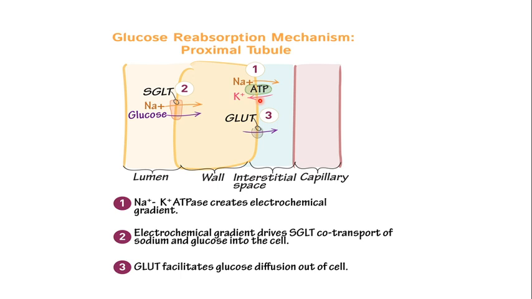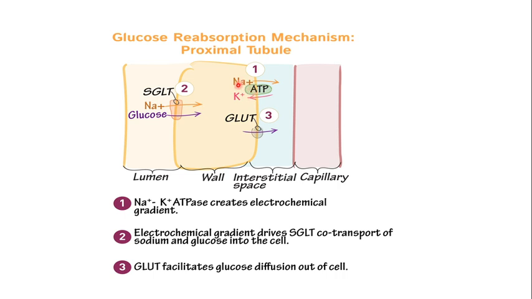One good example of the antiport is the glucose reabsorption mechanism. When you look at this, you have this sodium potassium pump in the wall of the proximal tubules, and what this sodium potassium ATPase does is create an electrochemical gradient.